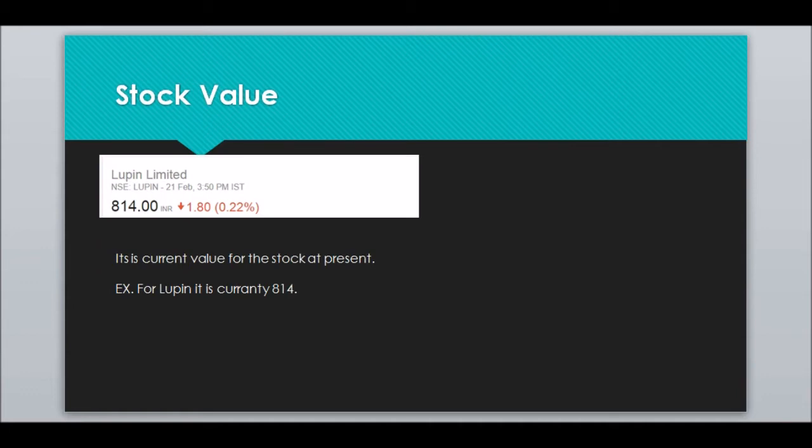So we'll see what is stock value. Here you can see that I have taken an example of Lupin. Currently Lupin is trading at 814, so 814 is the stock value of Lupin. It is the present value of any stock. You can take any example. If you take Ashok Leyland, it is currently trading at 132. The value which it currently represents is the value of the stock.